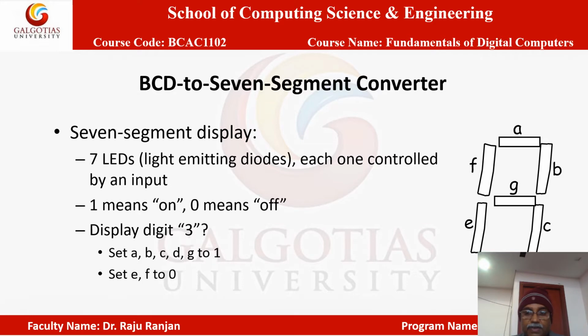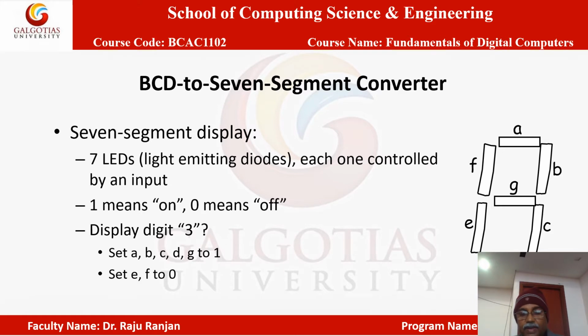So you must have seen this LED display or 7-bit display. Here in the 7 segment display, 7 LEDs or light emitting diodes are there, and each one is controlled by an input. 1 means on and 0 means off.